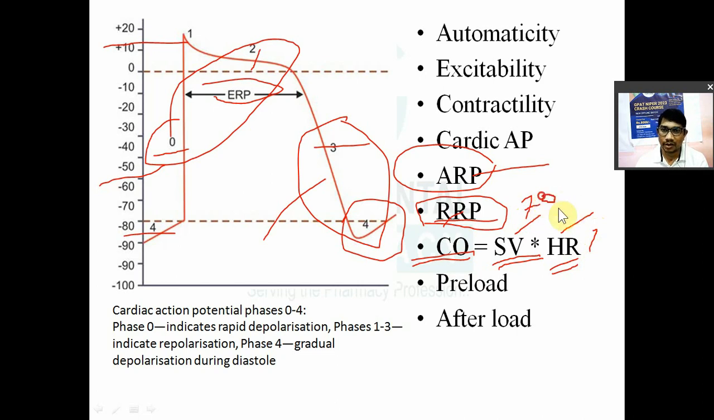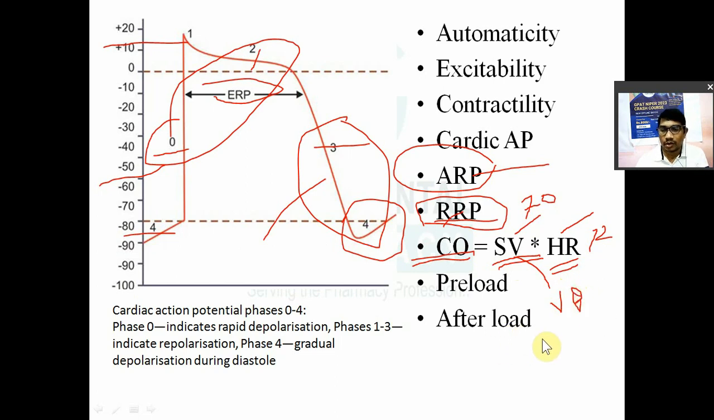Now, who decides the stroke volume? It is the volume of blood in the ventricles, the volume of blood in the left ventricle. That will decide the stroke volume. So if the volume of blood is more in the left ventricle, the stroke volume will be more, and that is why cardiac output will be more. As stroke volume increases, cardiac output increases; as heart rate increases, cardiac output increases. This is the formula: cardiac output is equal to stroke volume into heart rate.